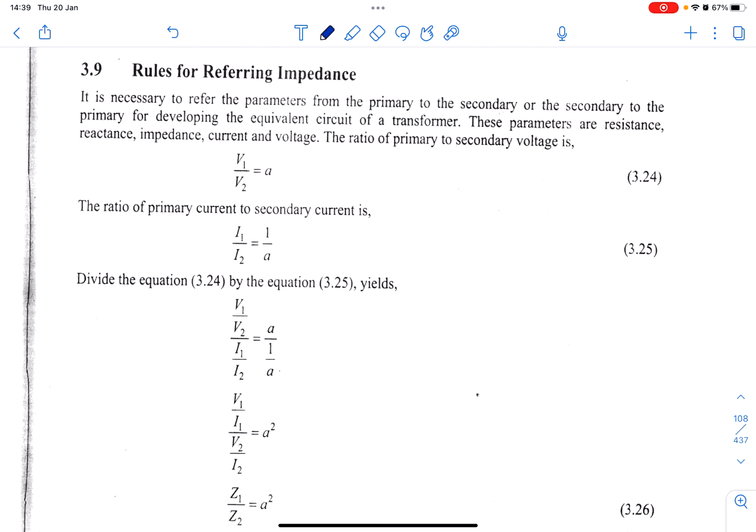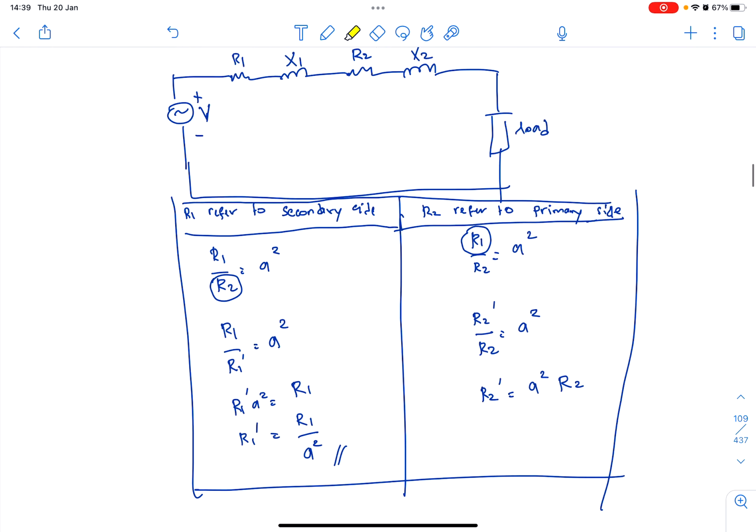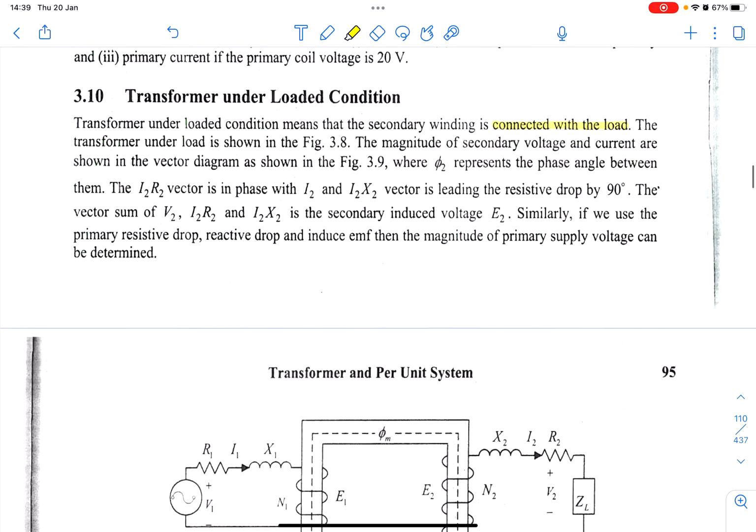Okay, now let's continue with the rules for referring impedance. So why do we need to learn the rules for referring impedance? We need to look first at this circuit.